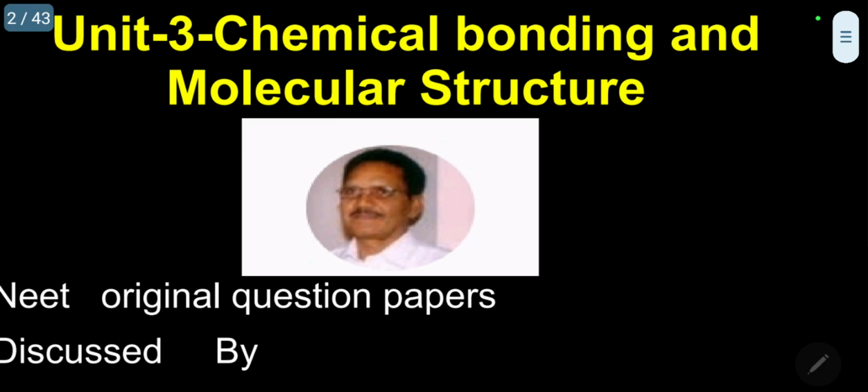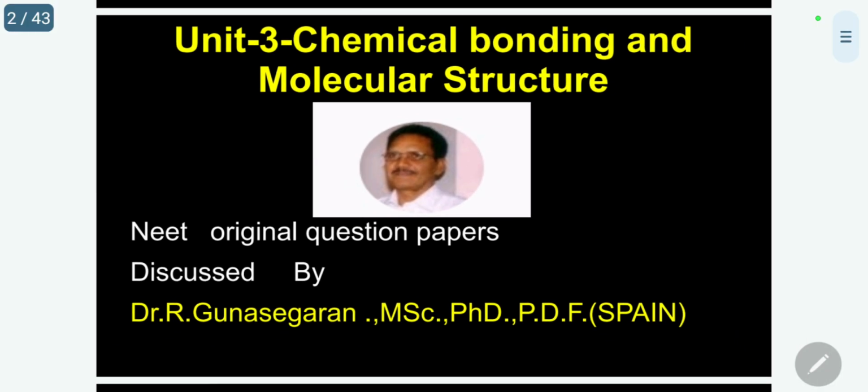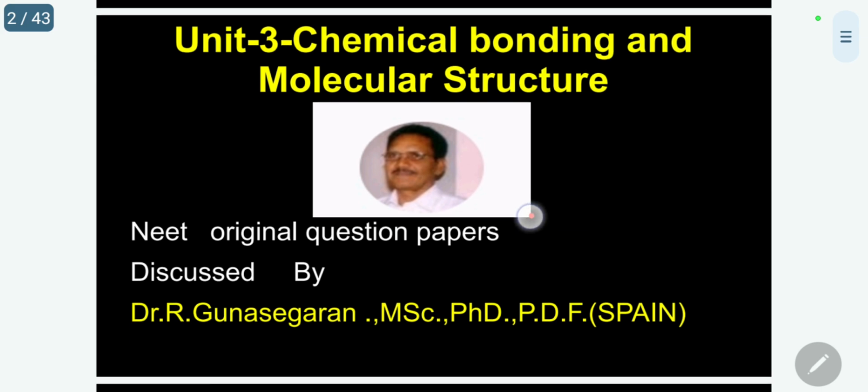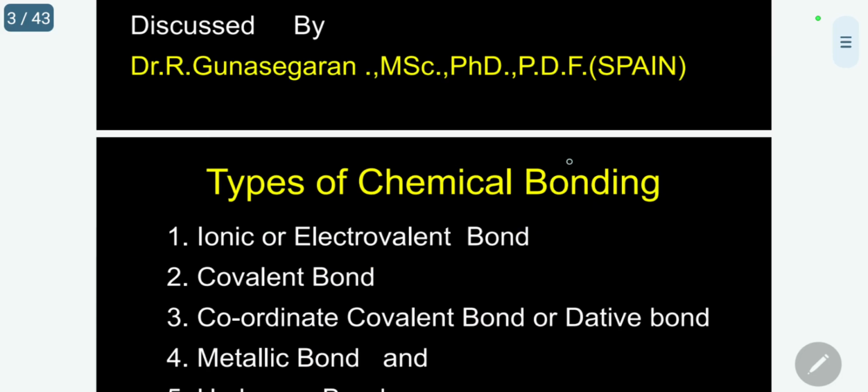So, the topic is chemical bonding and molecular structure. This is the specific unit given in the NEET question paper. Unit 3, chemical bonding and molecular structures. The NEET original question papers between 22-25 I am going to discuss, and it will be discussed by Dr. R.G. So let me go one by one.